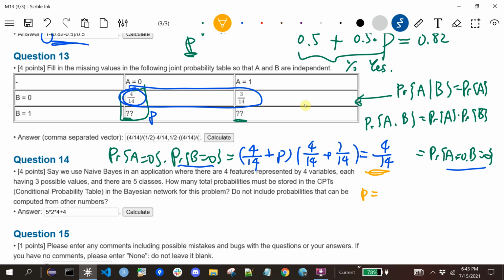P is just 14 over 4 divided by, this is a half, and subtract 4 over 14. So when you get P, you can get the other one by 1 minus everything else, which is like half minus P.